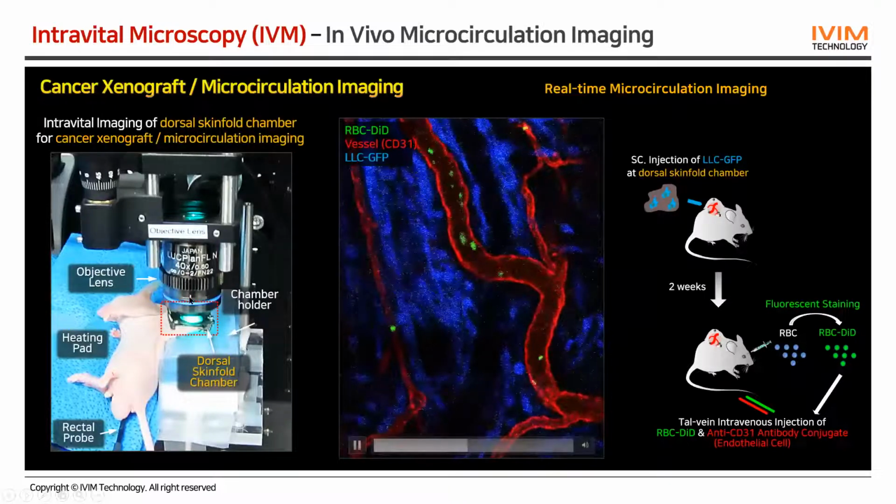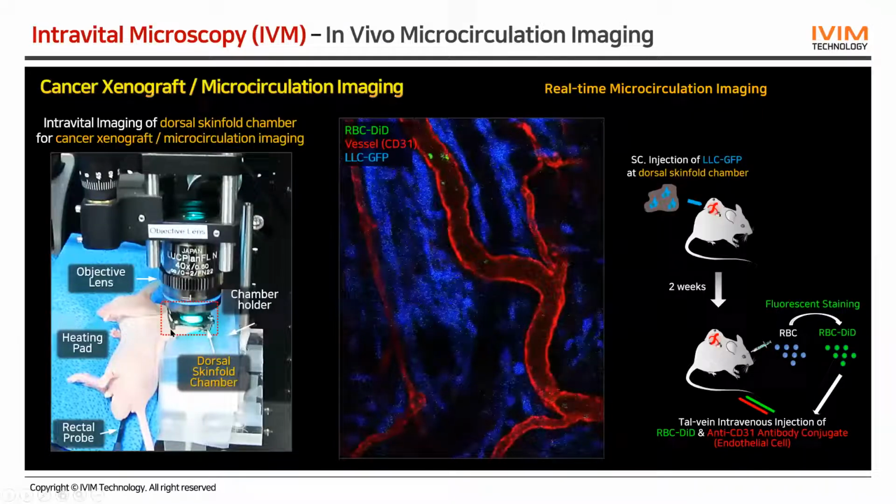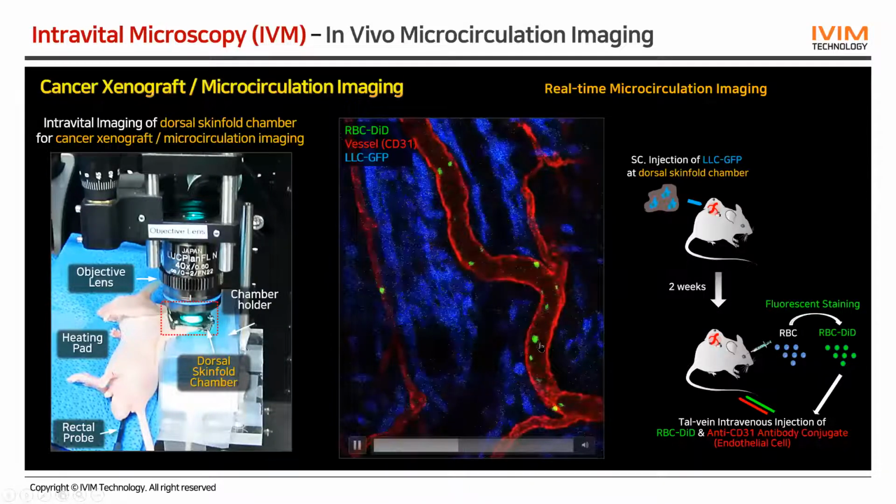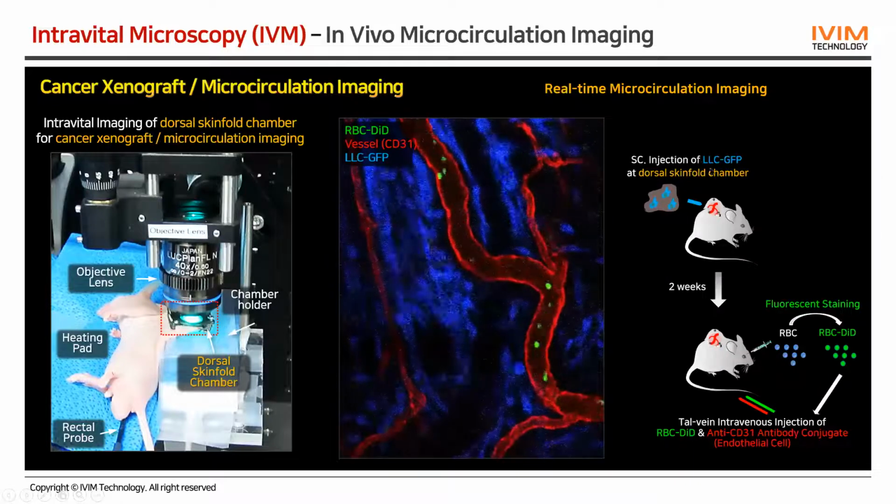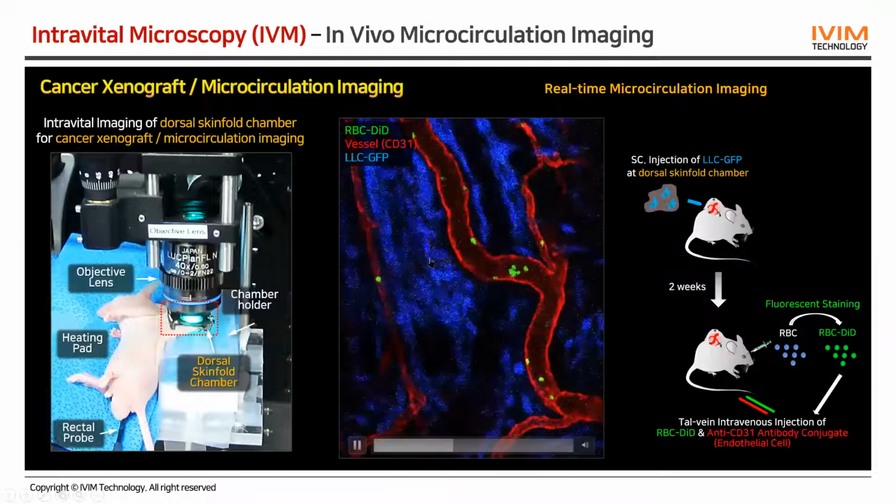On the left side, this is the preparation of the mouse model for the human cancer xenograft. In the middle, this is the imaging site. In this particular example, we created the LS-GFP tumor model by using this dorsal skin fold chamber. And in the middle, you can see this blue, which is the pseudo color, the LS-GFP tumor cells.